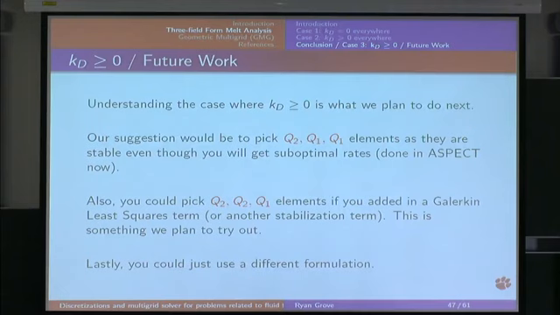Our suggestion, if you are just going to do it, is to use Q1 or Q2, Q1, Q1 elements because they're stable no matter what, even though you'll get suboptimal rates. This is what's done in Aspect right now. Also, this is another future work type of idea. You could pick Q2, Q2, Q1 if you added some kind of Galerkin least squares term or another stabilization term. This is something we definitely plan to try out. And then lastly, you could just use a different formulation. Don't use the 3-field form.